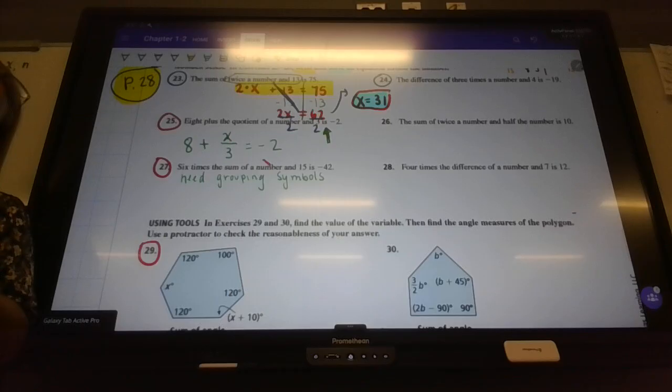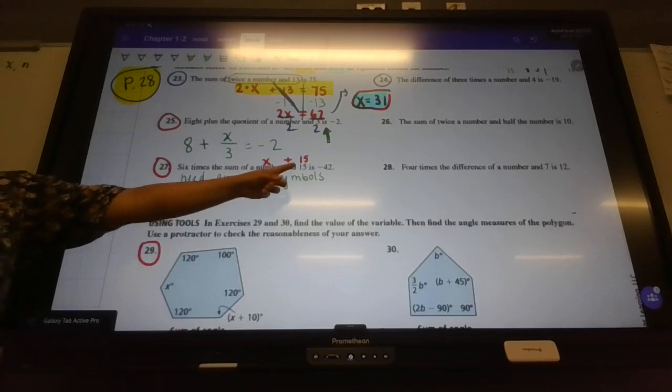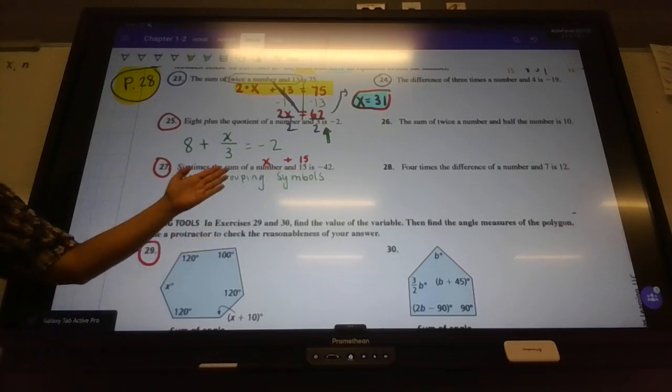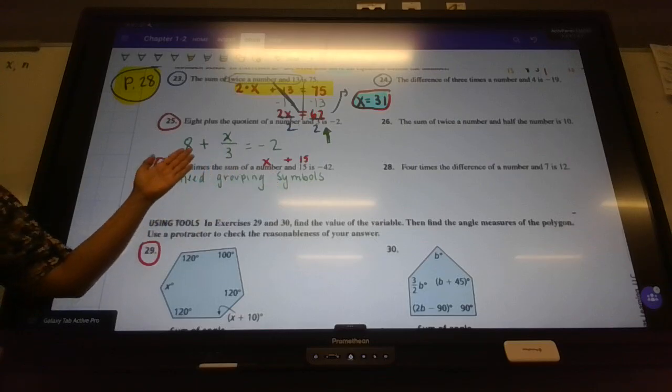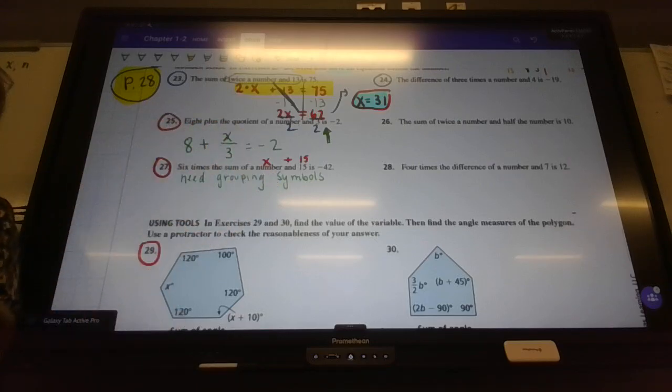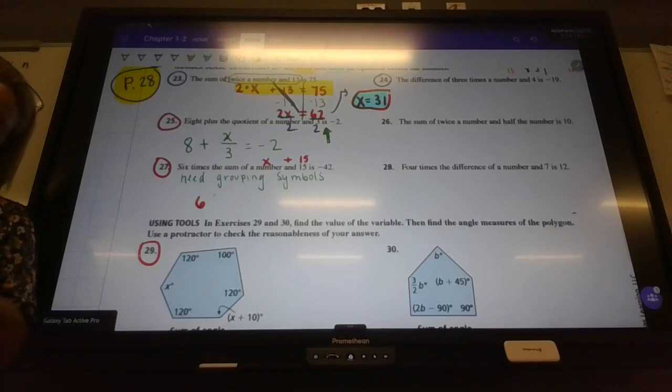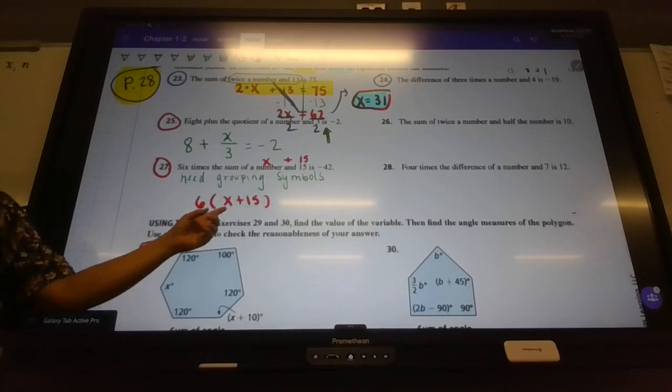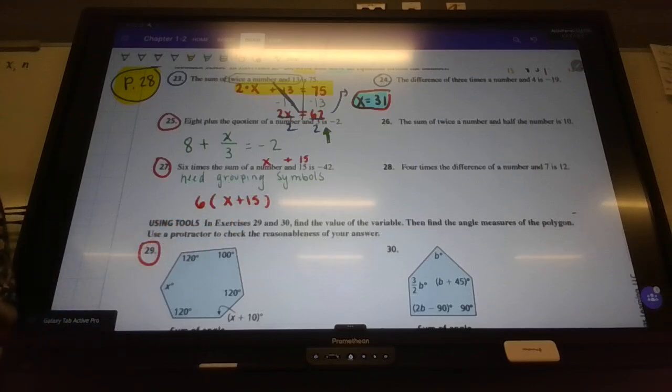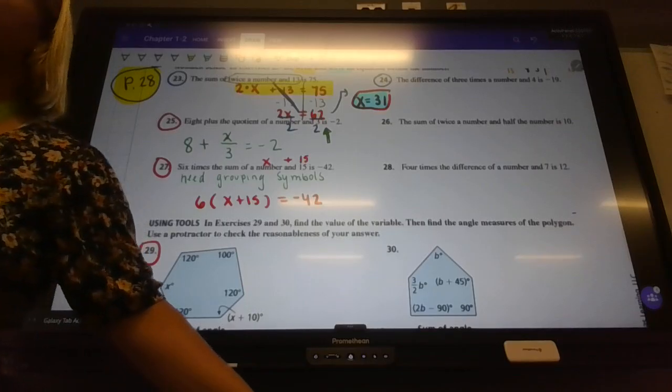So we have the a number bit, we can put x, and that's what we're adding. So x and 15. So when we do 6 times the sum, we're going to need to do a distribution problem. It'll look like 6 parentheses times the sum of x plus 15. So 6 times these things combined. And then is, which I love to see, that's your equal sign, -42. Now I'll wait and give you some time to solve it.